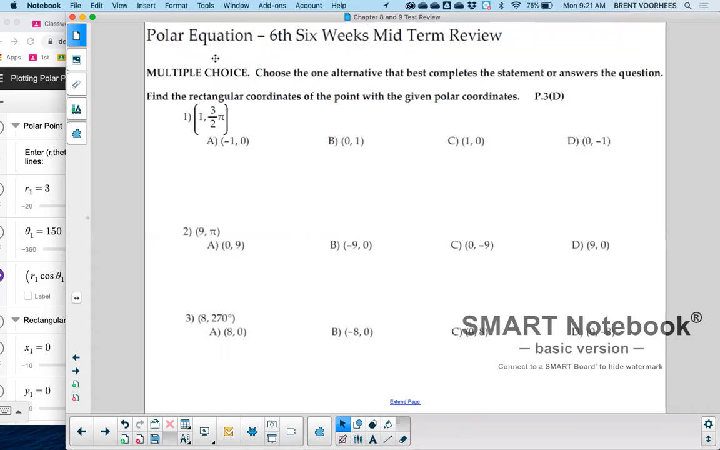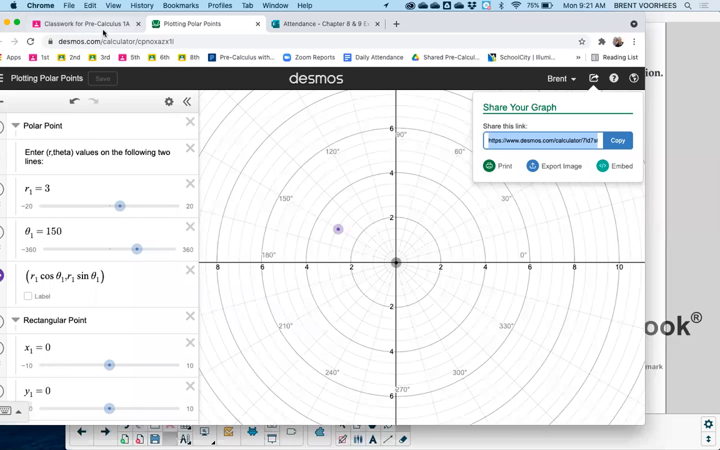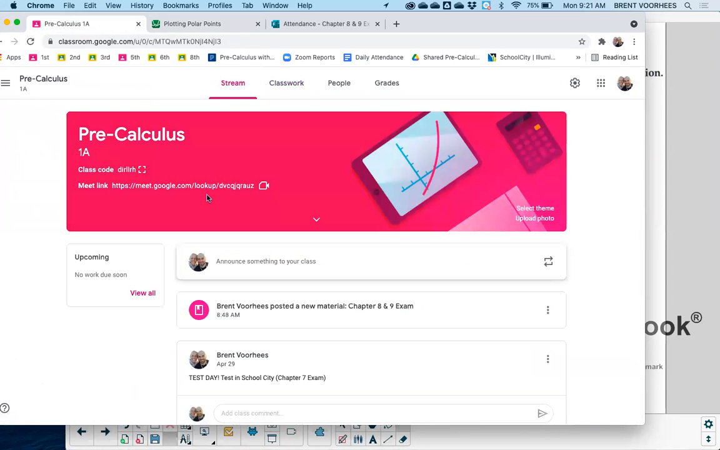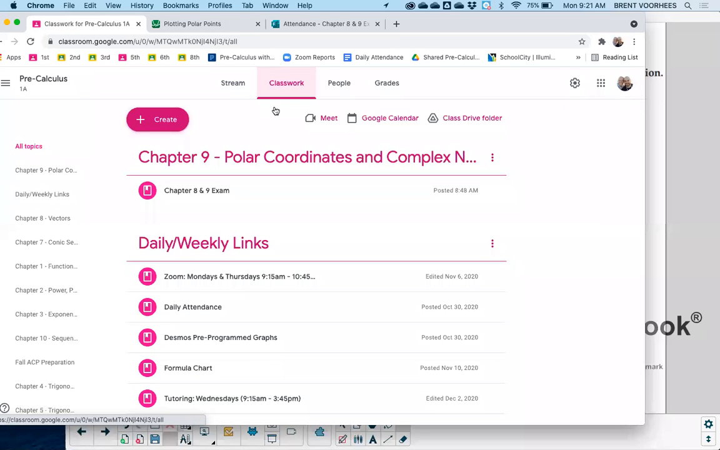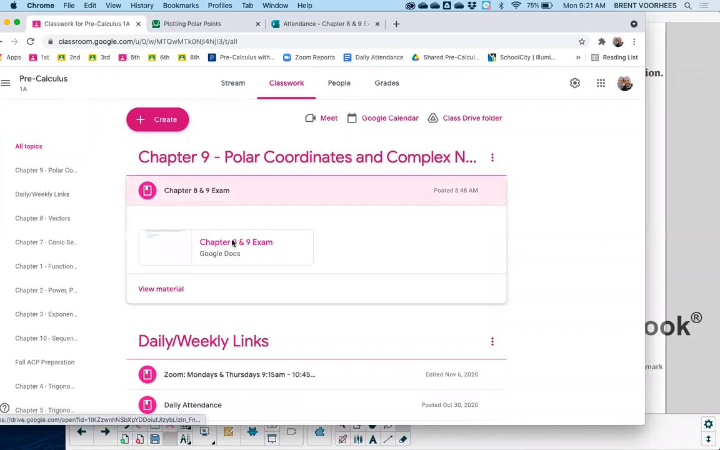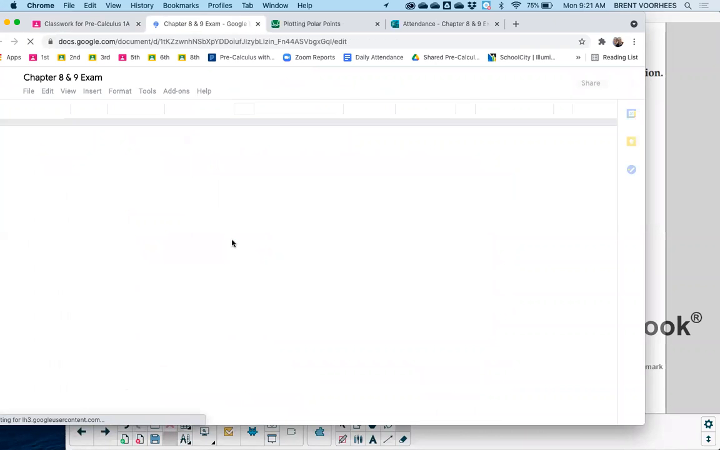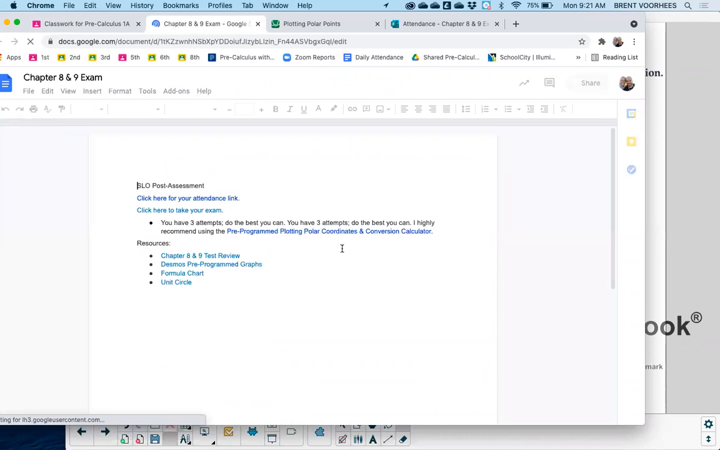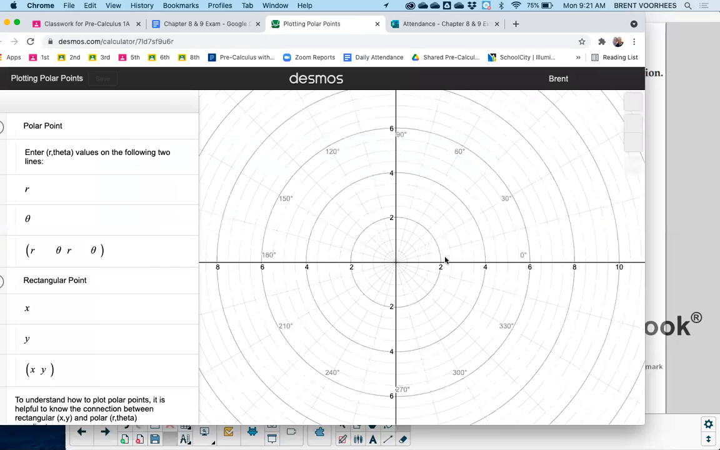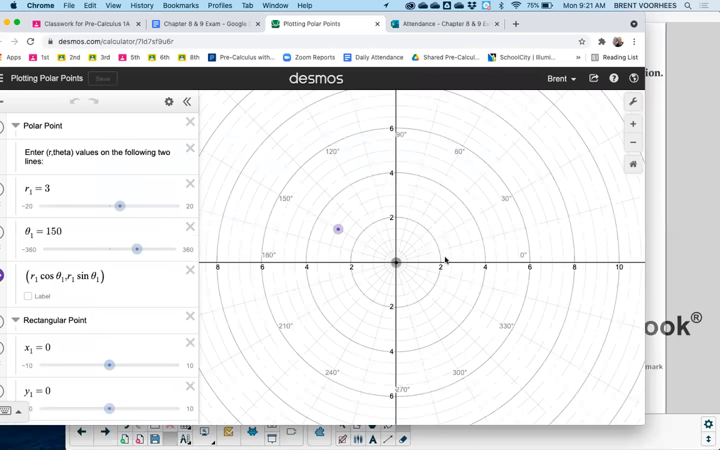All right. What you're going to want for this test is the calculator. So when you log into your Google Classroom, I want you to go to classwork and click the chapter 8 and 9 exam. When you open this up, I want you to open up this calculator right here. That's the calculator we're going to be using for most of this test.